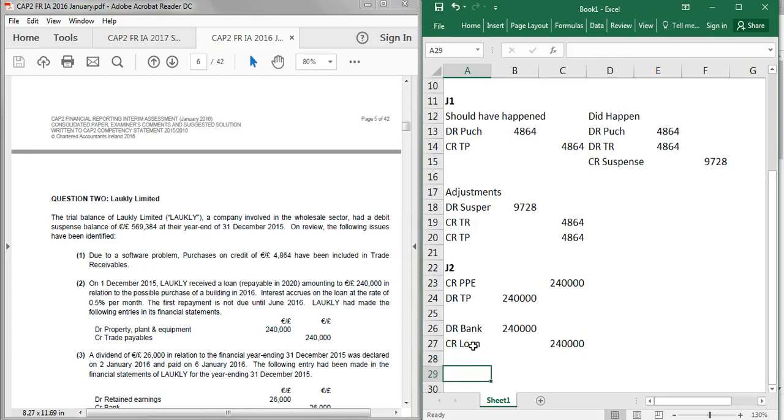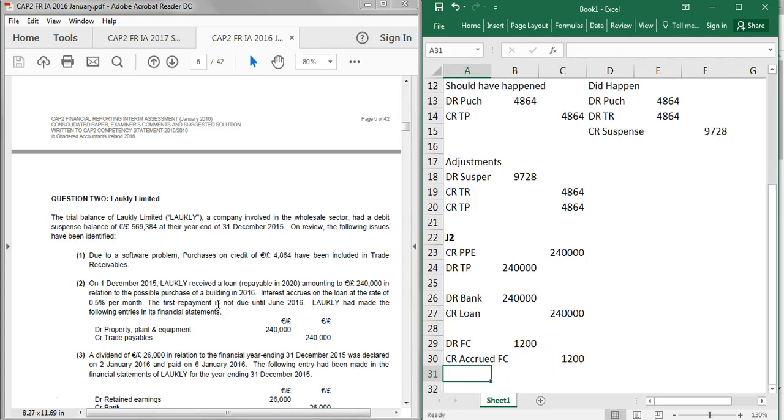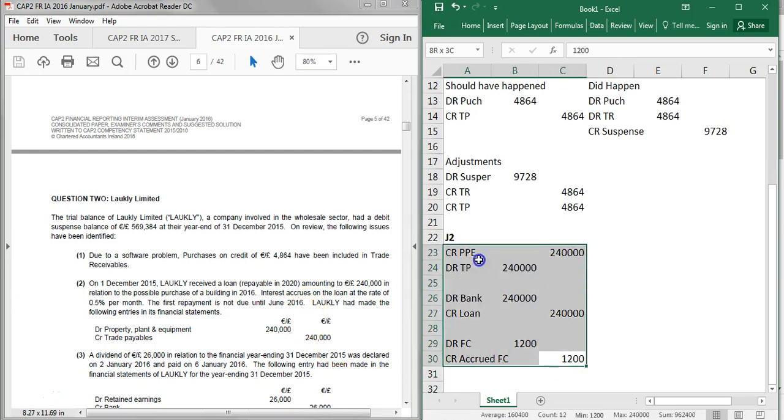And the other thing to make sure you ask yourself is, why am I told about the interest? You're going to have to recognize finance costs for the month. So it's going to be 240,000 times 0.005, 0.5%. And you're going to credit accrued finance costs, 1,200. Because remember, you're told there's no repayment till June 16, so it wouldn't have been paid at year end.